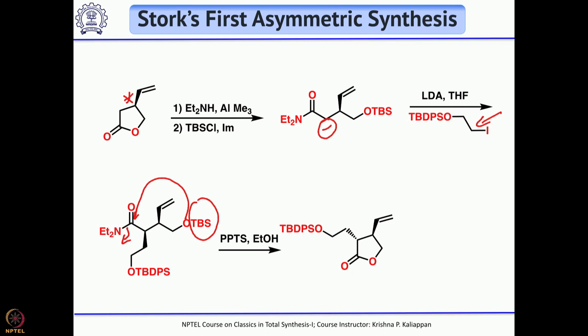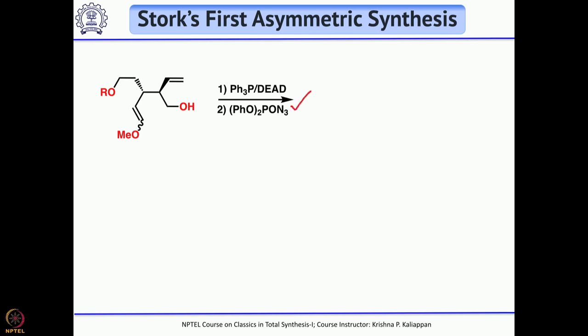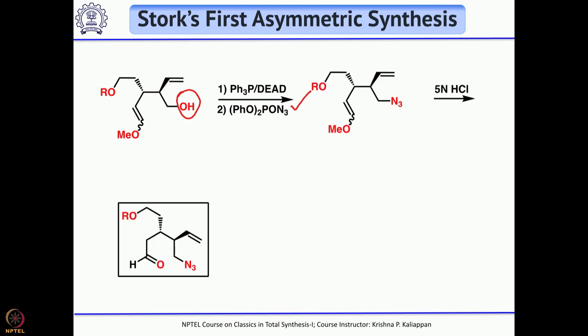Basically, what you have done is you have attached a 2-carbon unit at the alpha position of this lactone. Then it is an ester, a cyclic ester, a lactone. If you reduce with DIBAL, you will convert this lactone into a lactol. This upon enol ether Wittig, you will get the corresponding enol ether. This upon treatment with triphenylphosphine, DEAD, and diphenylphosphoryl azide, basically a Mitsunobu reaction, converts this OH into azide, followed by hydrolysis of the enol ether, you get the aldehyde.